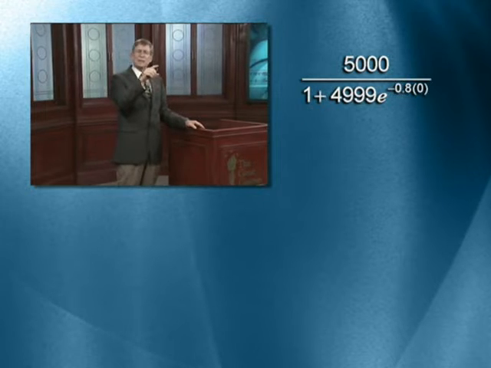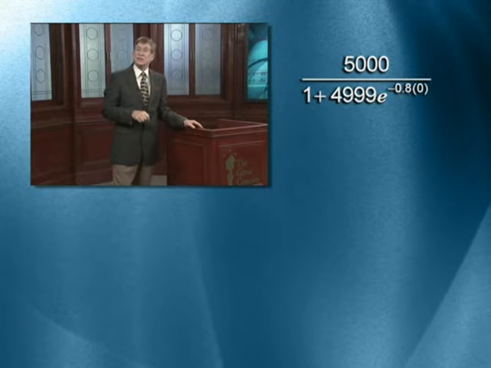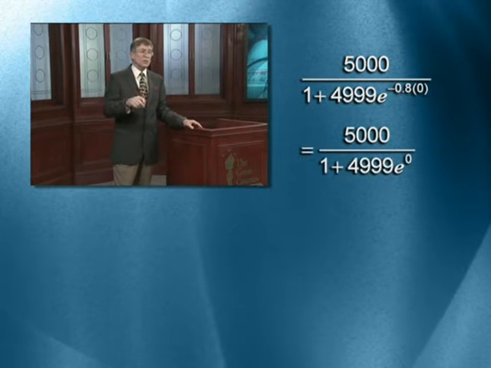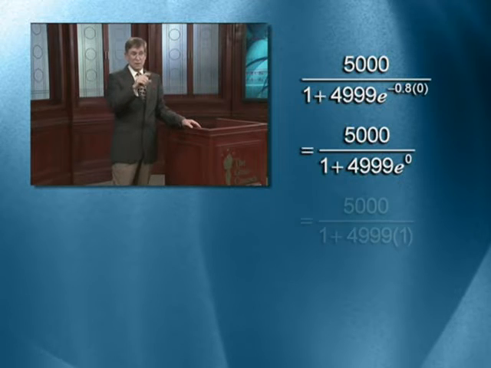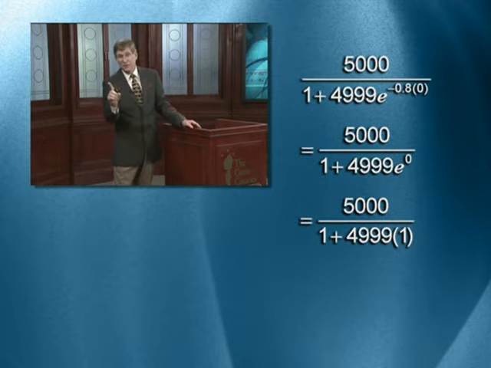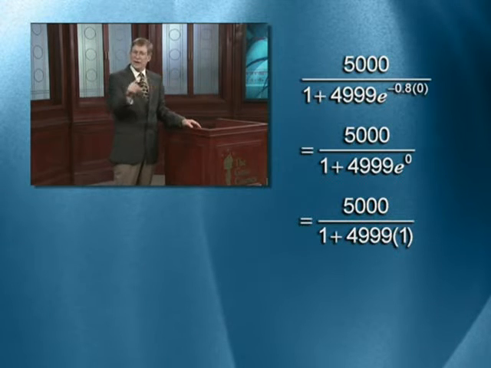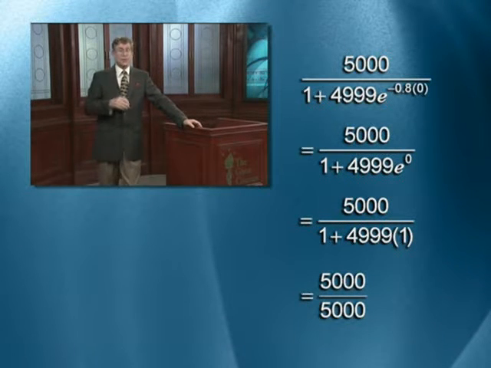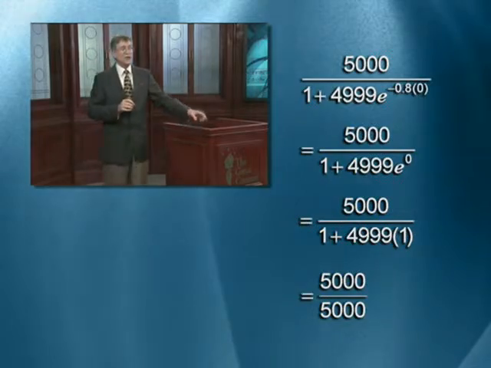e to the minus 0.8 times 0 is e to the 0, which is 1. 4,999 times 1 plus 1, that's the denominator, it's 5,000. The numerator is also 5,000. So in the beginning, one student has the flu, and that's what we said. One student comes back from vacation, starts coughing, but in the beginning, this student was the only sick student.